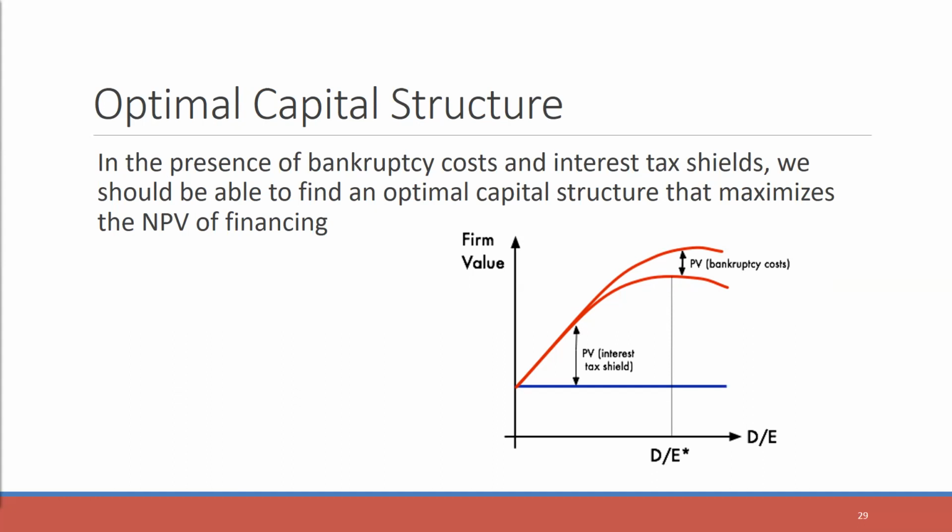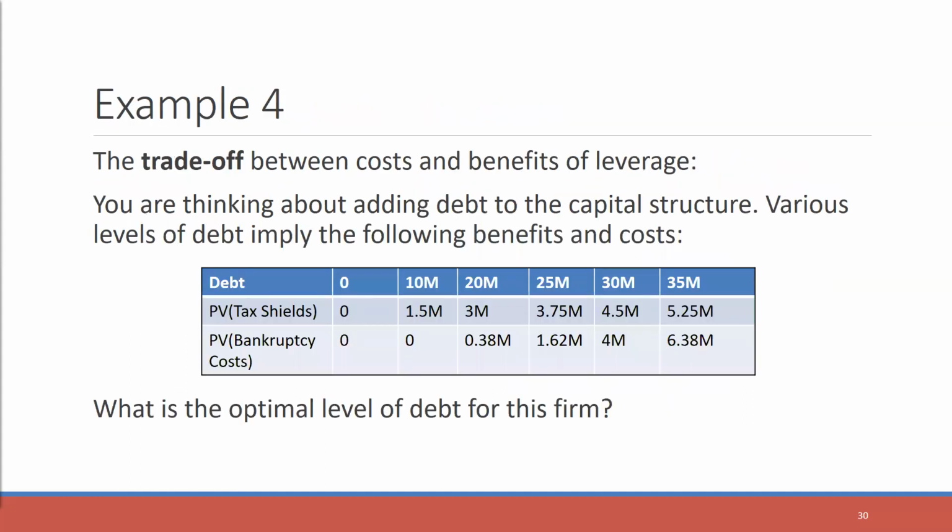We're trying to find the capital structure that's going to make the net present value of financing the highest. How do we do that? Well, we're going to be solving for the trade-off between the costs and benefits of leverage. This is an application of a theory called the trade-off theory. The trade-off theory says that firms are trading off the financial distress with the tax benefit of debt.